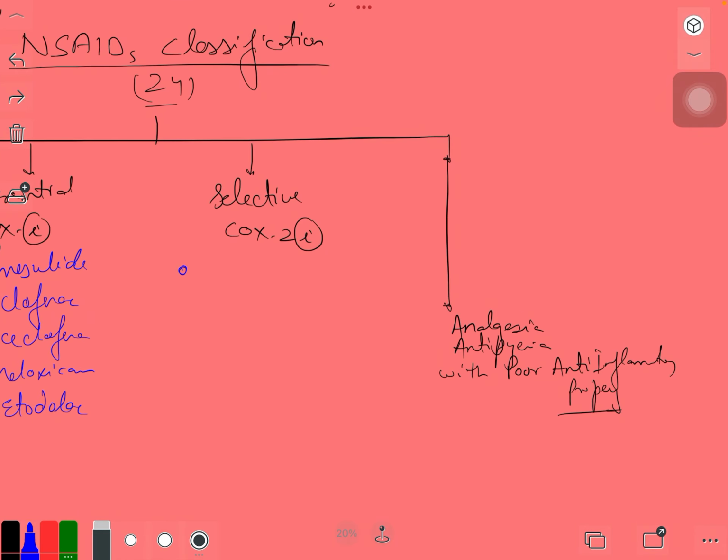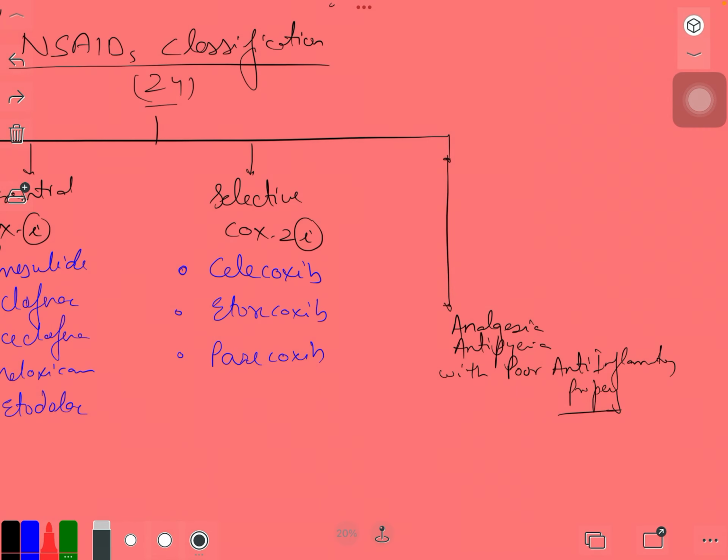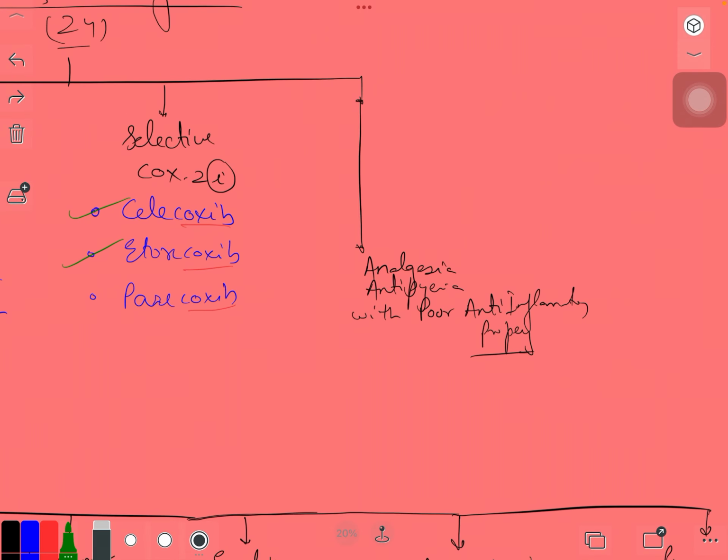Next category is celecoxib, etoricoxib, and lastly parecoxib, suffix as "-coxib". And among all these three, at least two we must know: celecoxib and etoricoxib.